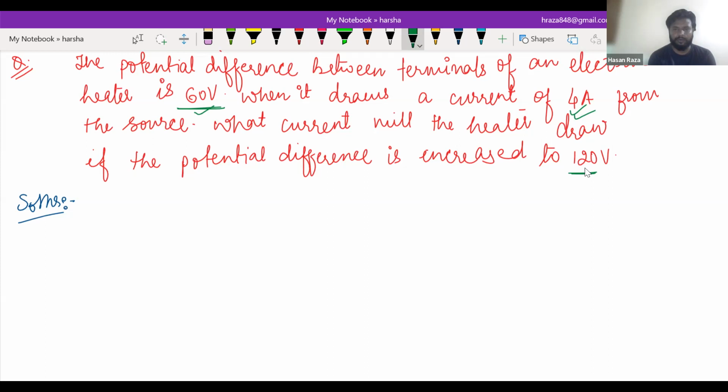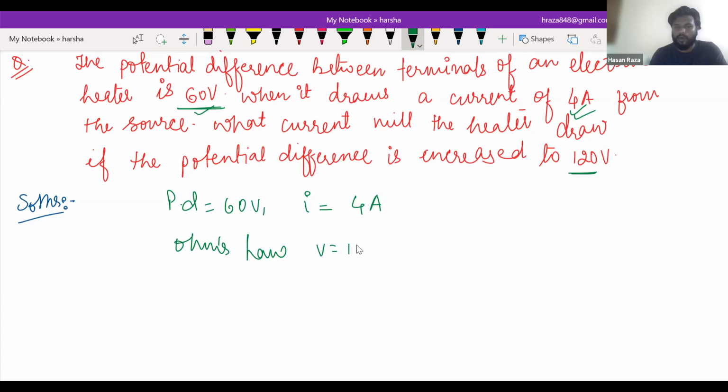Am I audible to you? Sir, 8 ampere. Very good. So what you just did is very easy, very good. The potential difference is basically 60 volt, and the current it is drawing is 4 ampere. With the help of Ohm's law, we already know that V is equal to IR. So we can easily calculate R is equal to V upon I. That will be equal to 60 upon 4, that is equal to 15 ohm.